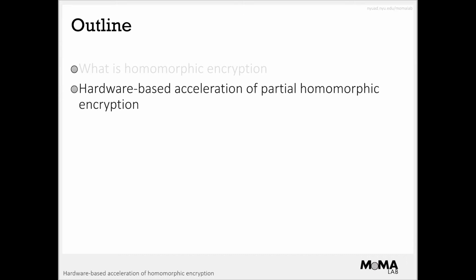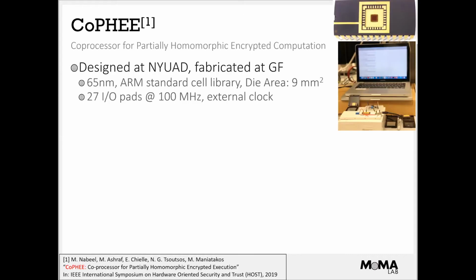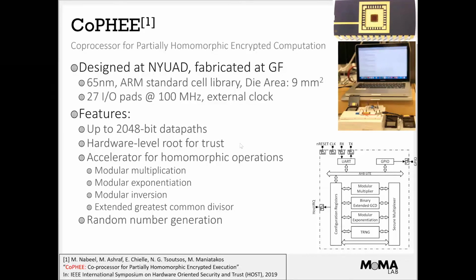So for partial homomorphic, we have built a processor. We called it COPHEE because we like coffee a lot. It stands for coprocessor for partial homomorphic computation. We presented at HOST two years ago. We fabricated this in GlobalFoundries, with a small design of 9 square millimeters. But what is unique about this chip is it supports very big data paths. It supports up to 2000-bit data paths.